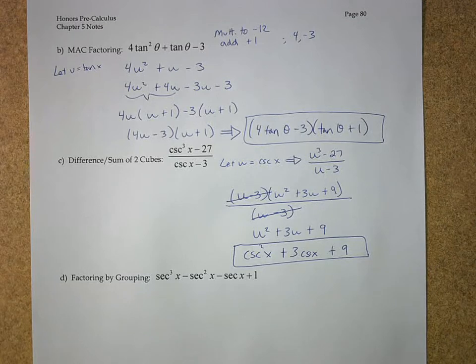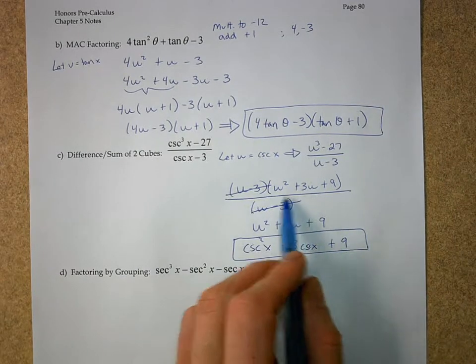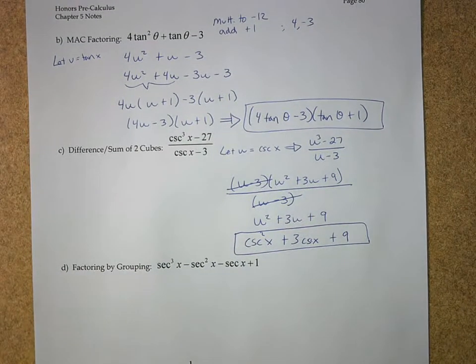As I said, you can either use the shortcut, your same different positive shortcut, or you could do long division or synthetic division, but your end result should be u squared plus 3u plus 9.